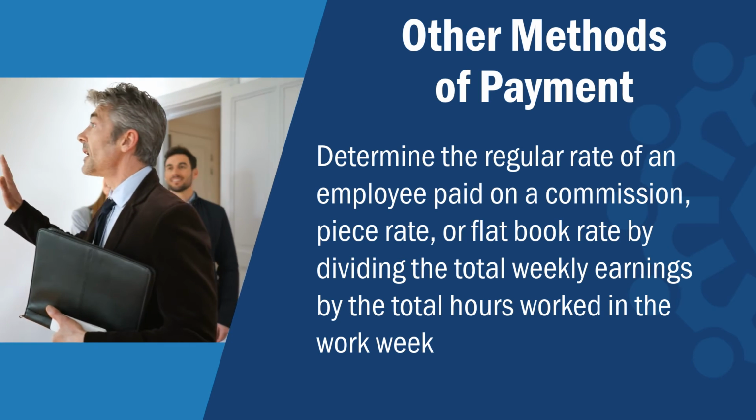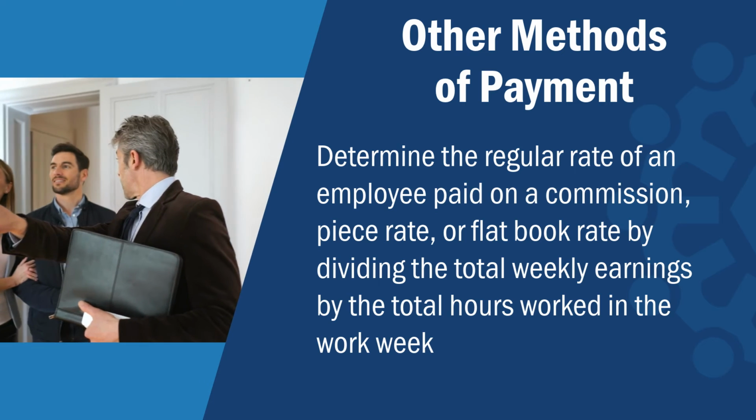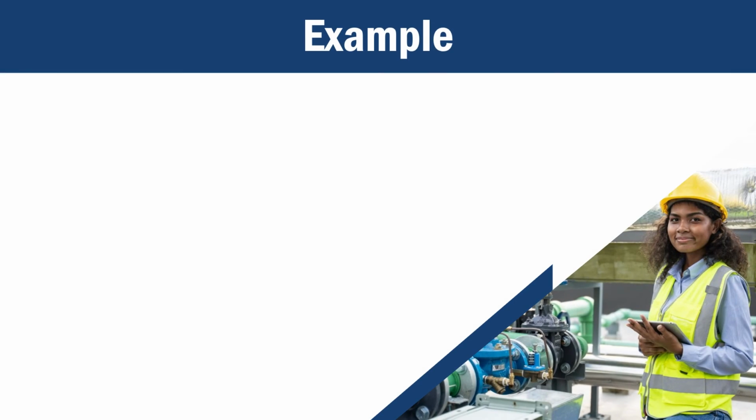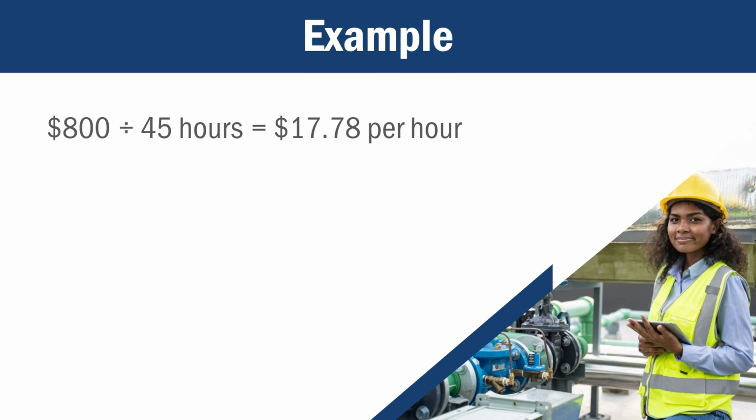Review of an example would likely be helpful in understanding how this would be applied in the real world. In our example, if an employee, in this case Anne, earned $800 and worked 45 hours, her regular rate of pay would be $17.78 per hour. Anne is entitled to payment of half this regular rate for each hour worked over 40, in addition to the full commission or piecework earnings.